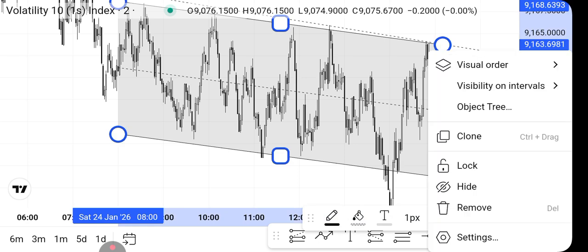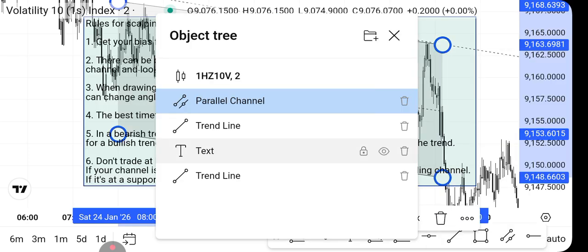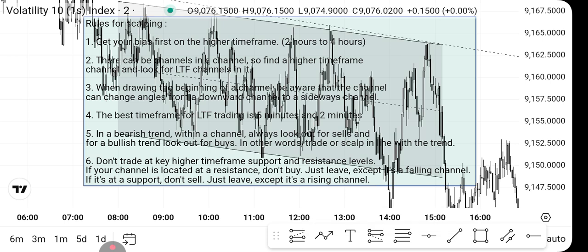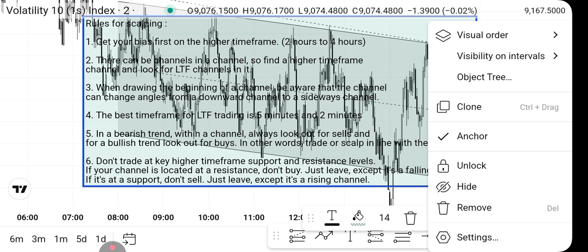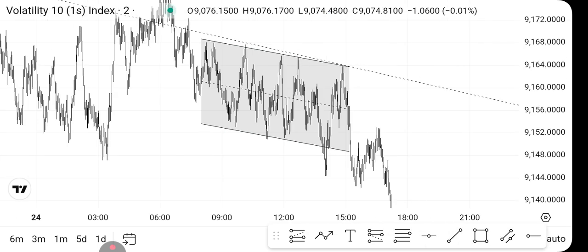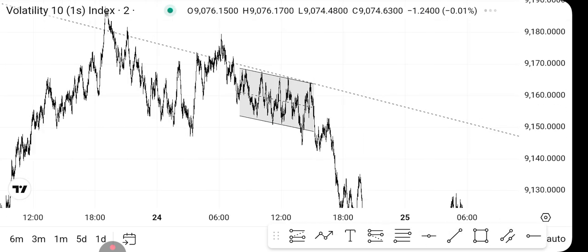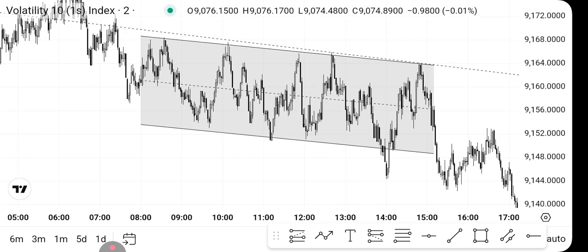Next one is, in a bearish trend within a channel, always look out for sells. And for a bullish trend, look out for buys. In other words, trade or scalp within the trend. So what this means is, since this is a bearish trend, we should be looking for sells, not buys.